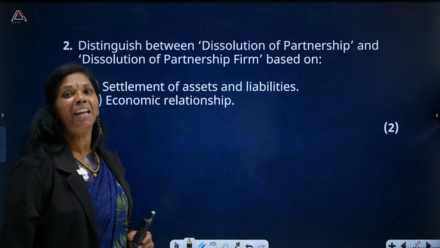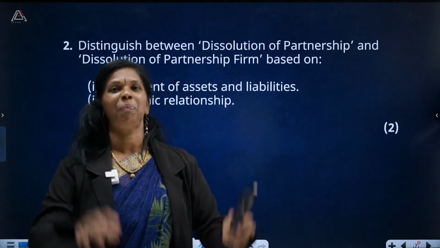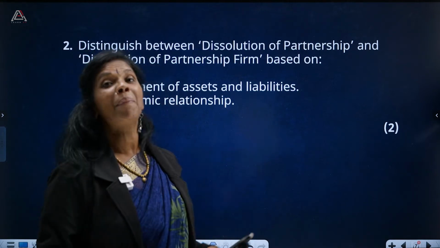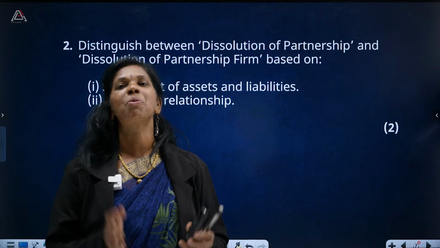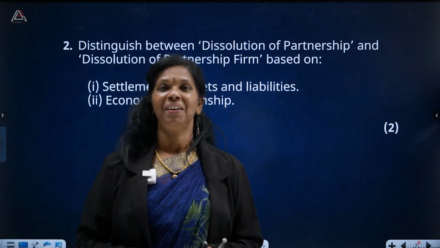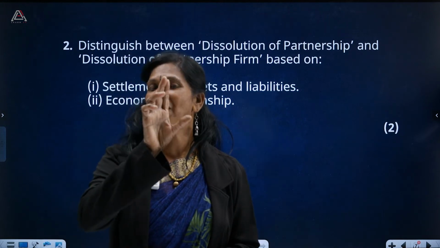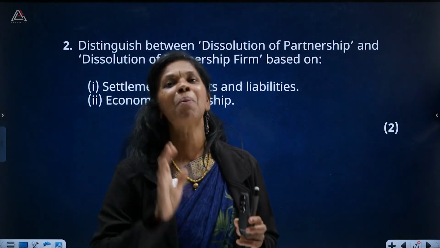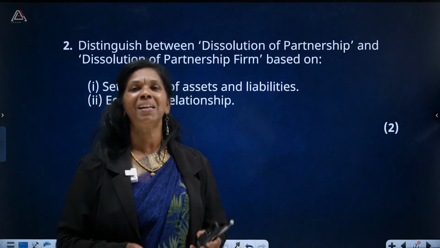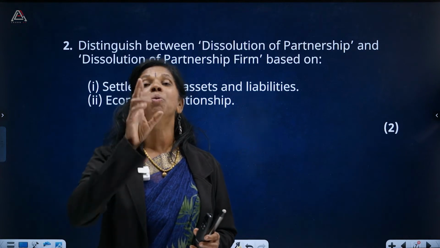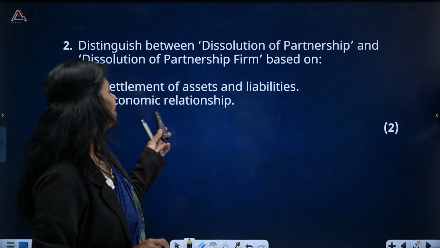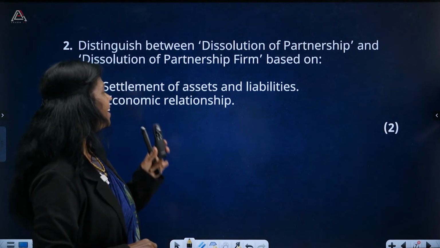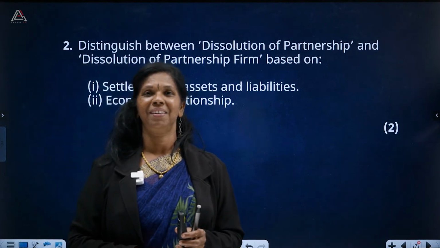Then let us see another question. Question number 2. Distinguish between dissolution of partnership and dissolution of partnership firm. Under 2 conditions, you have to find out the difference. Distinguish between dissolution of partnership and dissolution of partnership firm on 2 bases. What is the first base? Settlement of assets and liabilities. Then the second case, economic relationship.